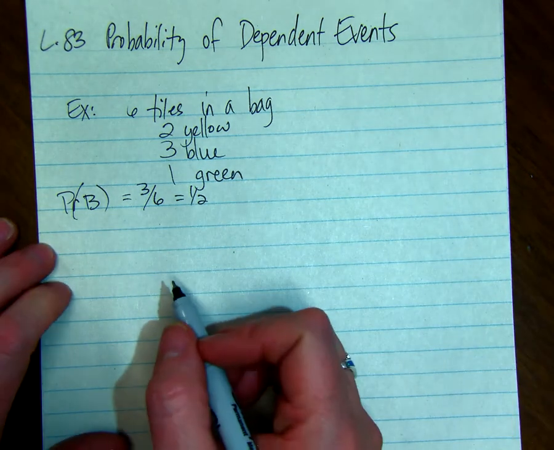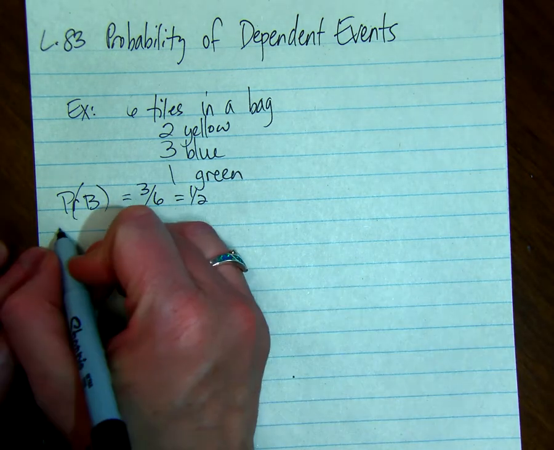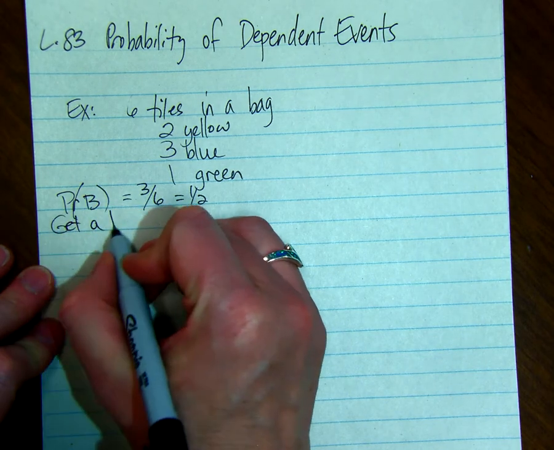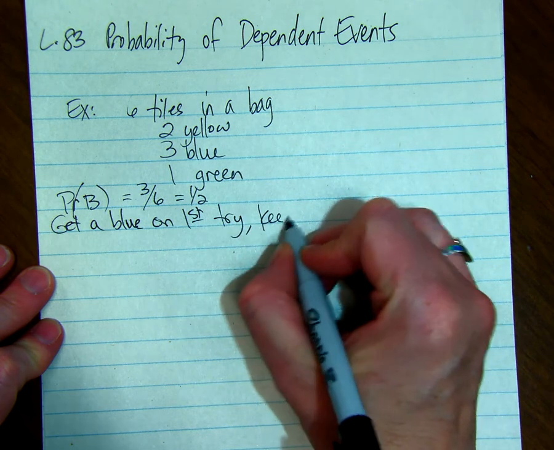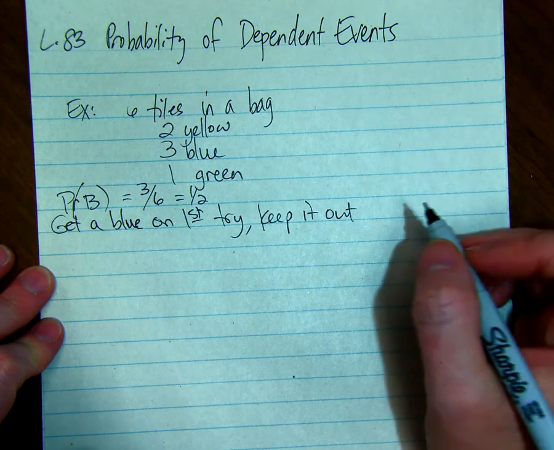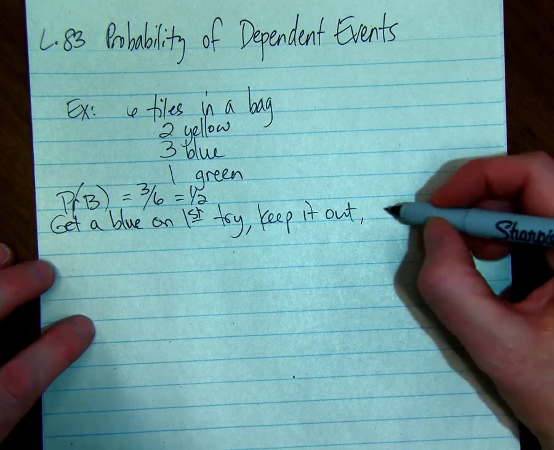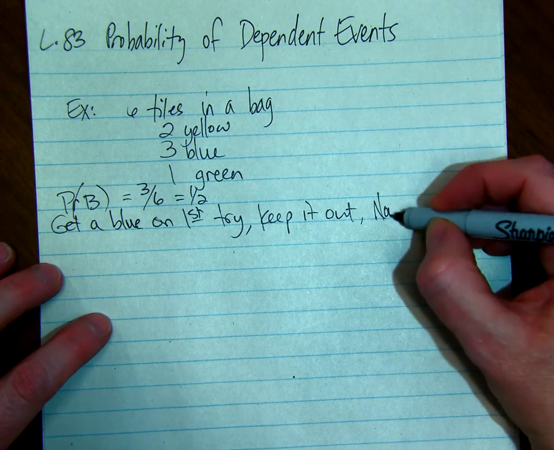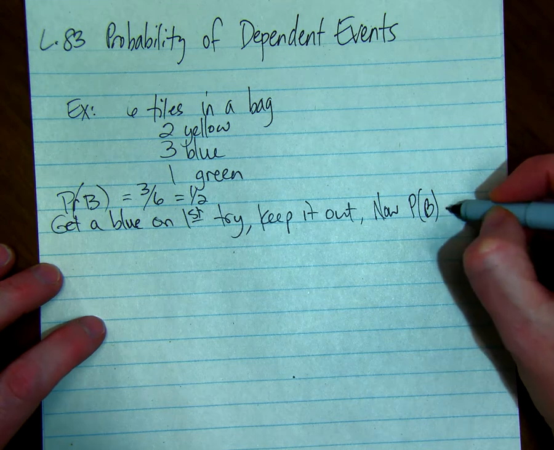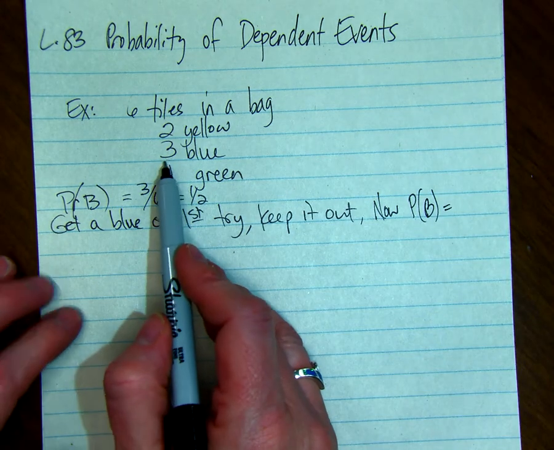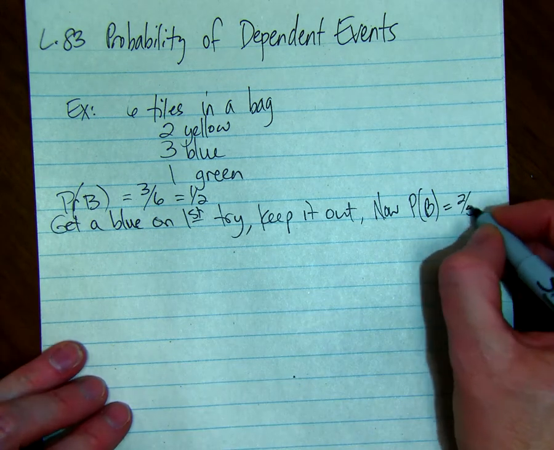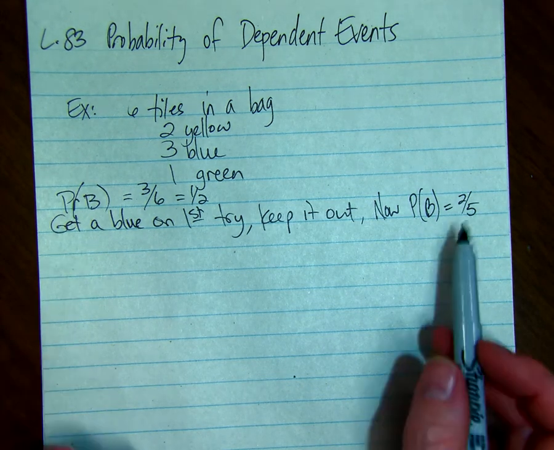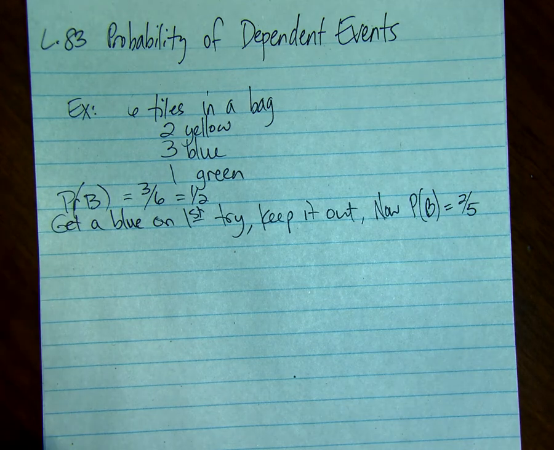Now if I got a blue on my first try and then I keep it, so we get a blue on first try, now we're going to keep it out. Now the probability of drawing a blue changes. Because we took 1 out, we now only have 2 blues left and 5 total in the bag. So it will be 2/5. So this is a dependent event because you're keeping it out and the probability changes.